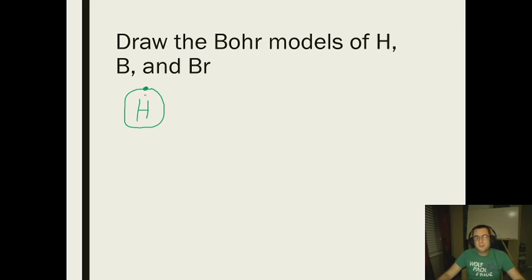And there we go. That's the Bohr model for hydrogen. Very, very simple. It's definitely the easiest one out of all of them, but that's as basic as it can get. All right, so on to boron. So I'll give you a second to pause so you can go ahead and do this one on your own.